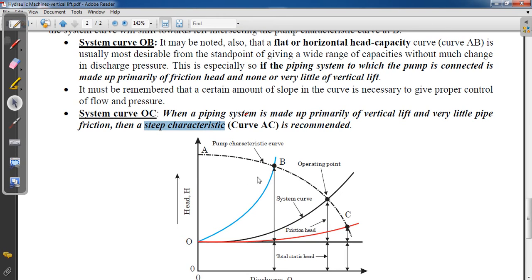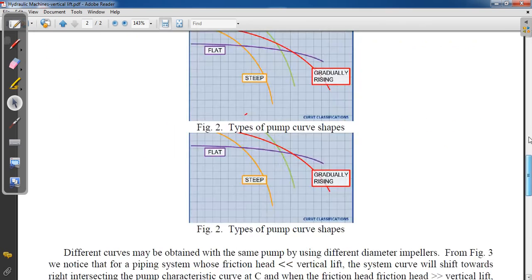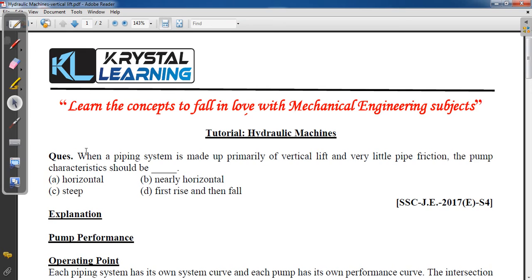Okay, steep characteristic. Coming back to the options: when a piping system is made primarily of vertical lift and very little friction, the pump characteristic would be option C, steep. I hope you understood the question, and there will be no need to just mug up the answer.